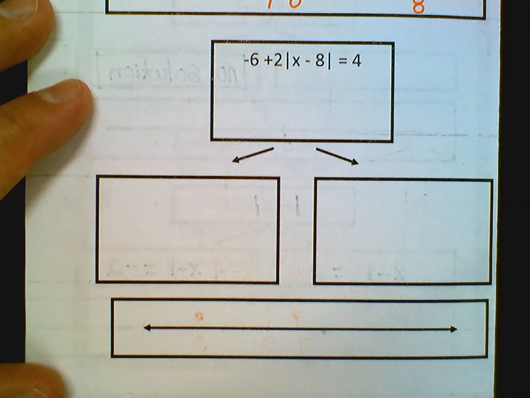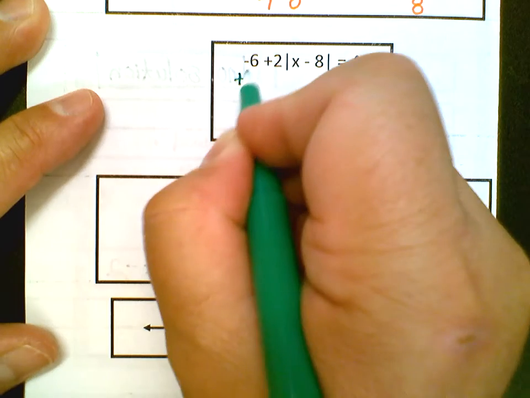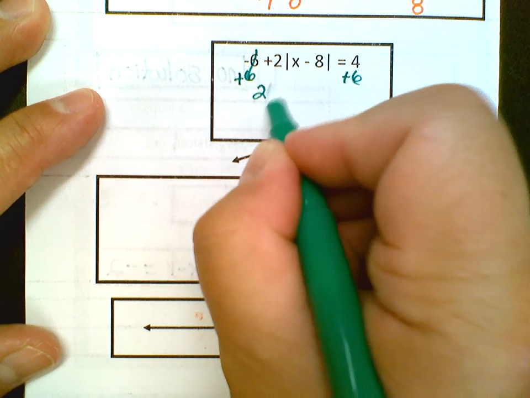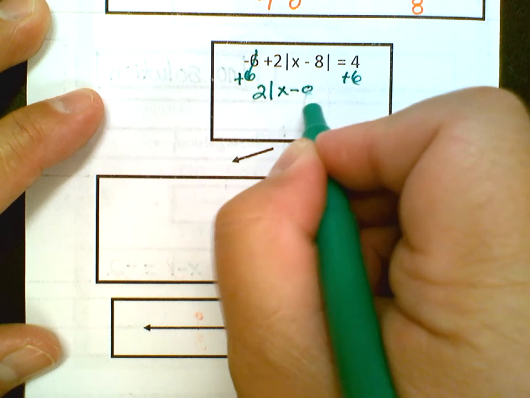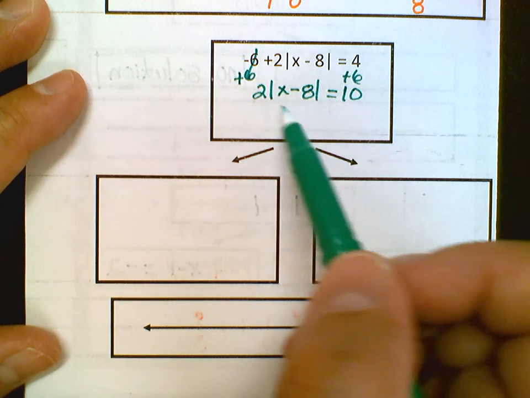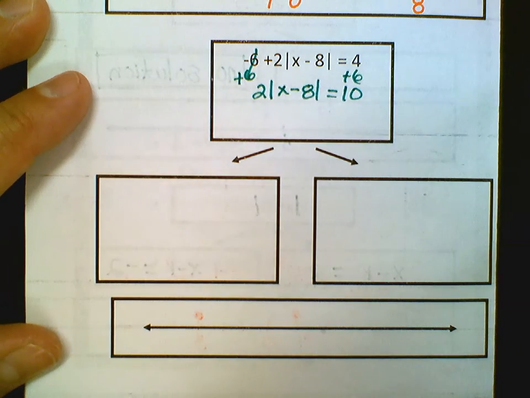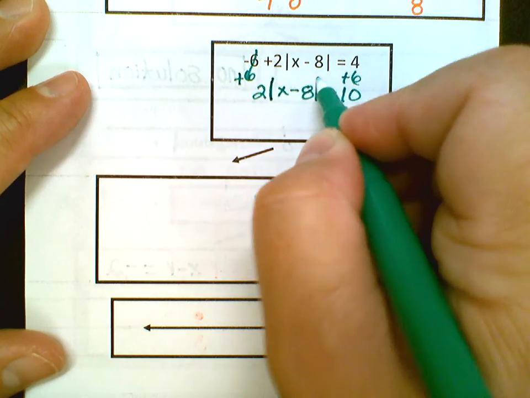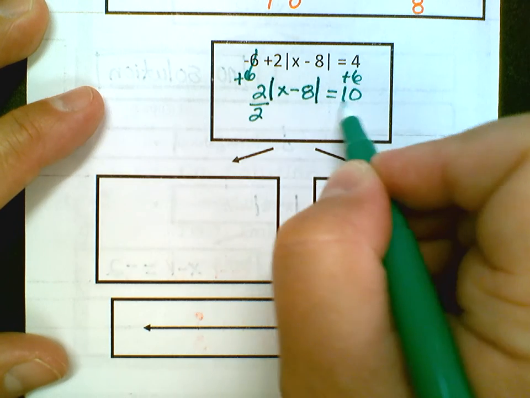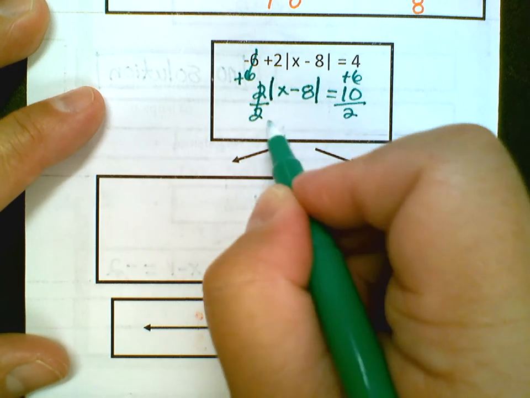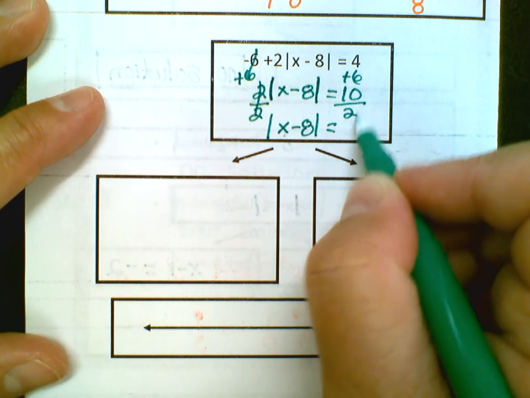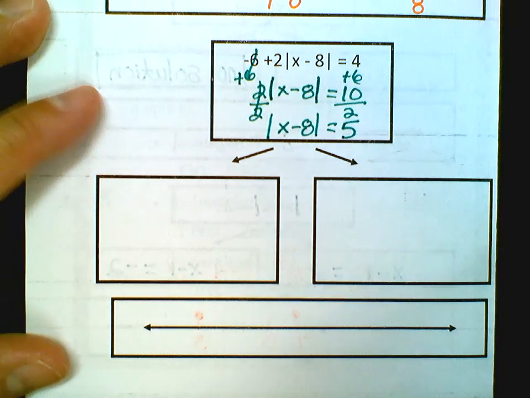Next problem. I'm going to add the 6 over to isolate the absolute value part. So I have 2 times the absolute value equals 6 plus 4, which is 10. A lot of students want to distribute here because that's a habit, but this is not parentheses. This is the absolute value, so we don't want to do that. Let's go ahead and divide over here and get rid of it. So now we have the absolute value of x minus 8 equals 10 divided by 2, which is 5.